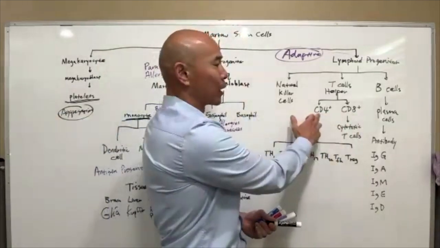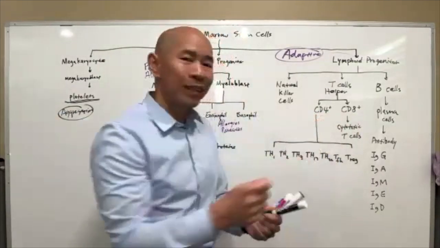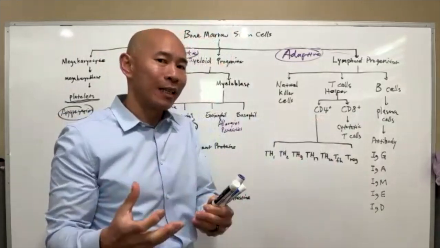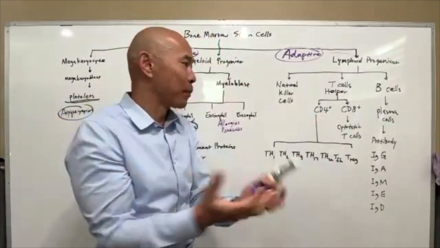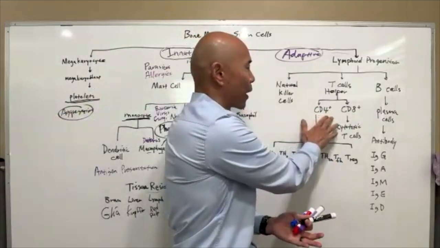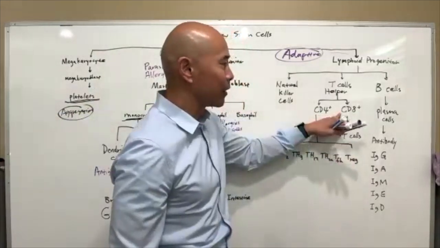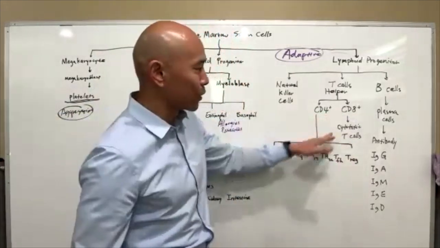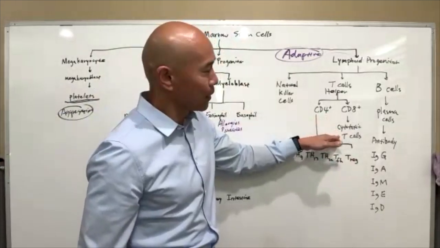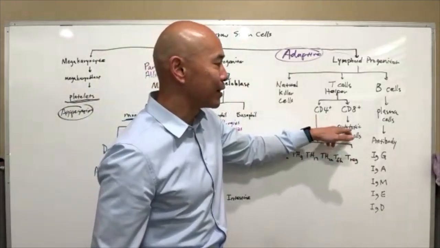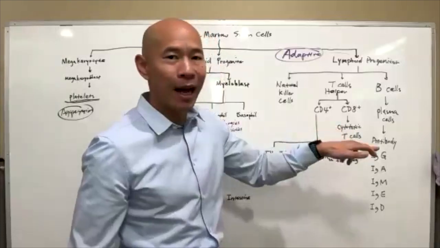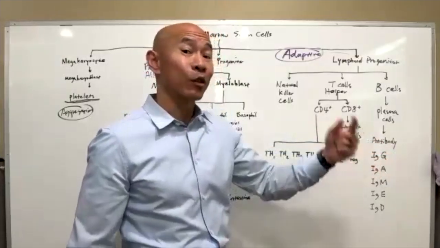CD stands for cluster of differentiation, which means that there's specific types of protein that are expressed on the outside of these white blood cells that identifies them that way. The CD8 positive T helper cells are also called cytotoxic T cells. Cytotoxic means it's toxic to the cell. Toxic to what cell? Toxic to your own cells.